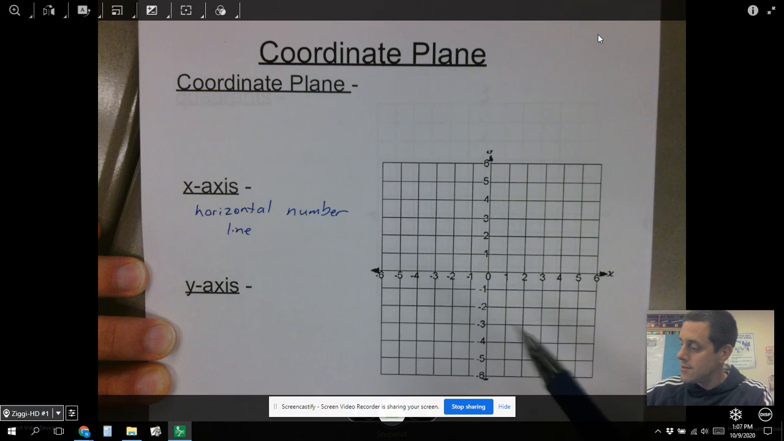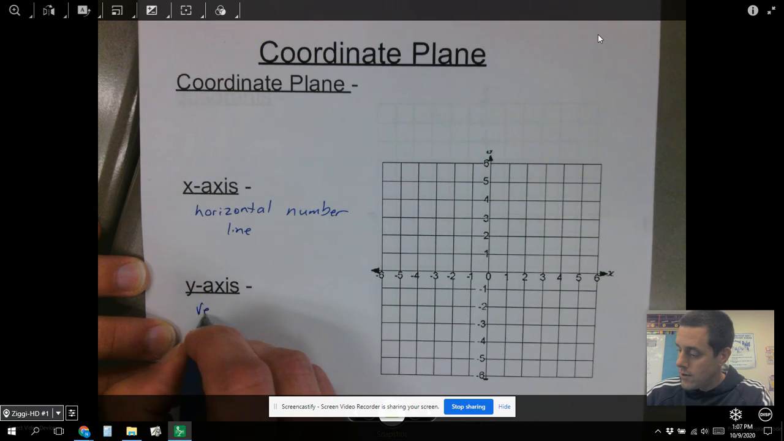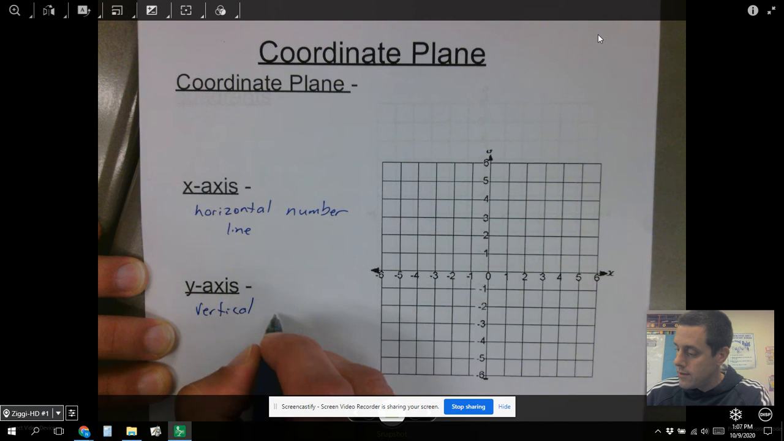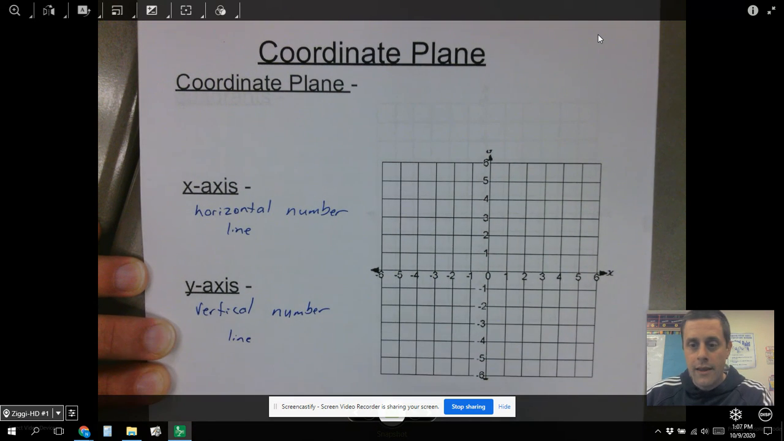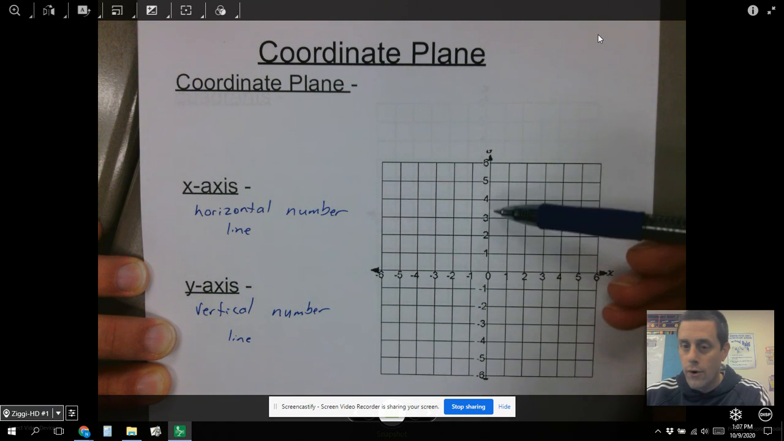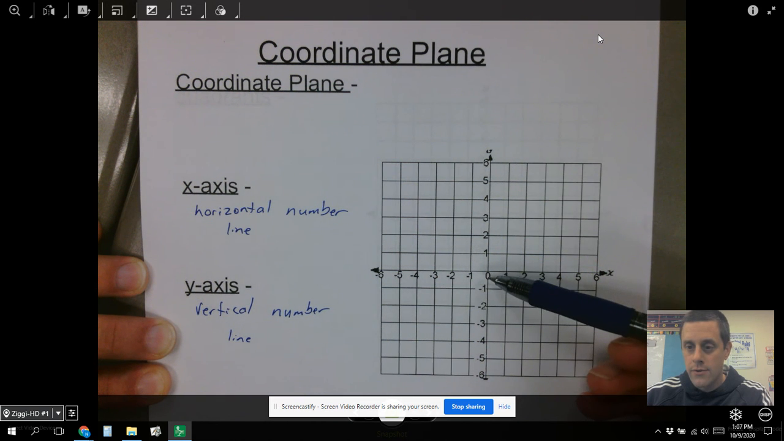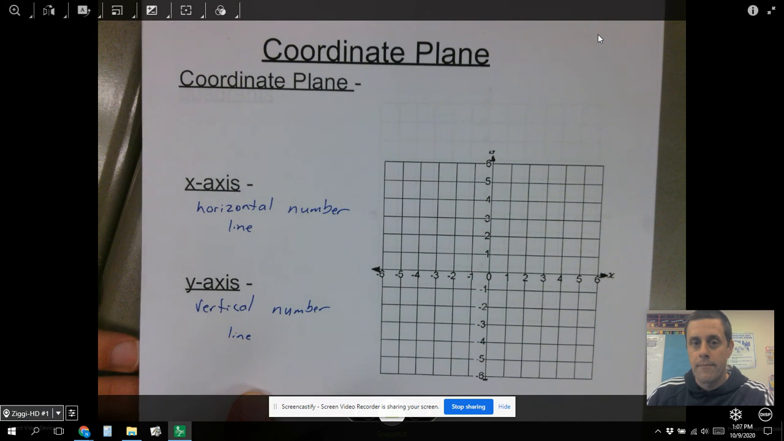The y-axis is the axis on the coordinate plane that runs up and down vertically. So we're going to call this the vertical number line. And on the y-axis, starting at 0, positive values go up and negative values go down. So we're going to use both of these axes to plot various points on the coordinate plane today.